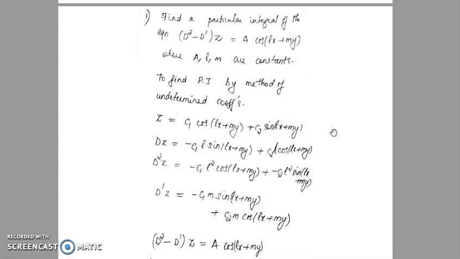In the next two problems we will find the particular integral using the method of undetermined coefficients. You have done this in ODE, the method of undetermined coefficients. So for finding the particular integral, we will do this example.